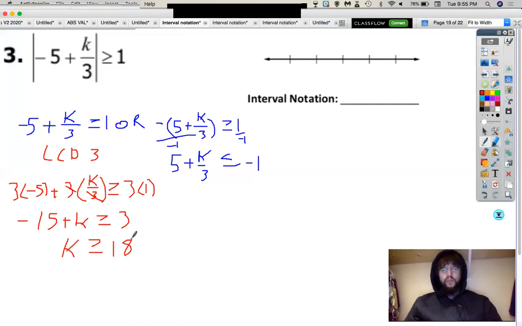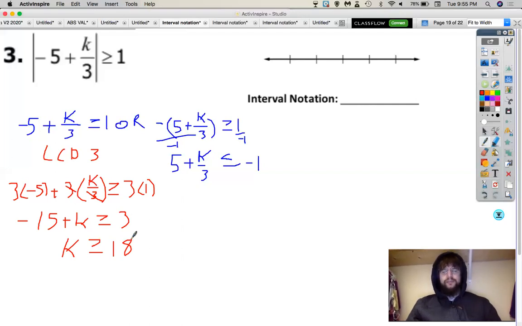Now, we checked absolute value equations for extraneous roots. It wouldn't hurt to check here. Let's see what happens. If I plug in 18, 18 divided by 3, that's 6. -5 plus 6 is 1. So yeah, that's going to be 1. That's true. And if I plug in anything bigger than 18, it's going to be bigger than 1. So yeah, we're good. You don't have to check these, but you can. It makes you feel better.